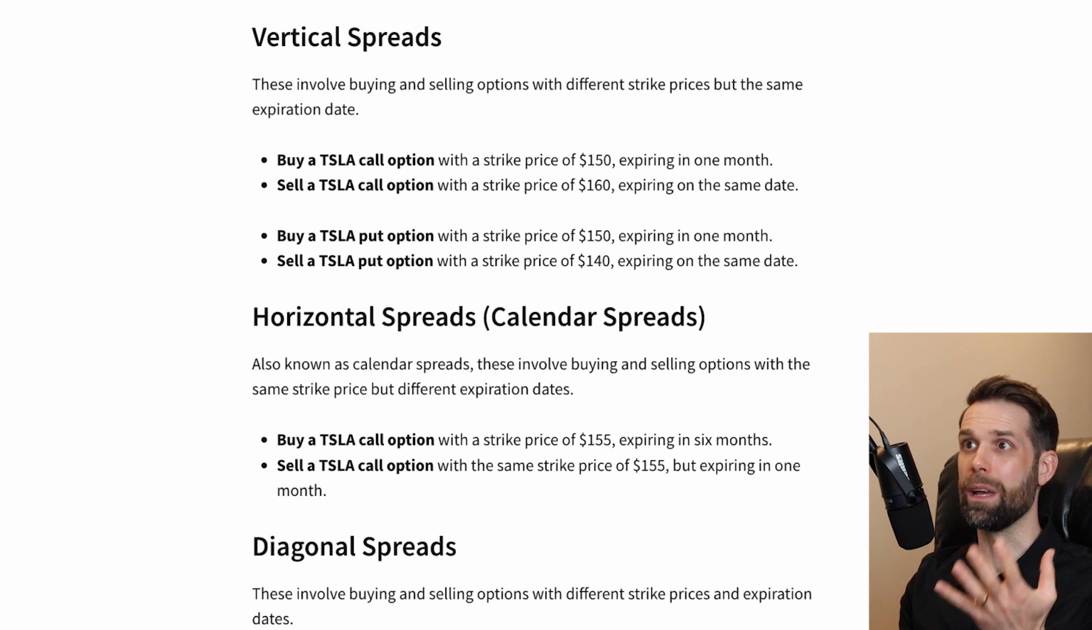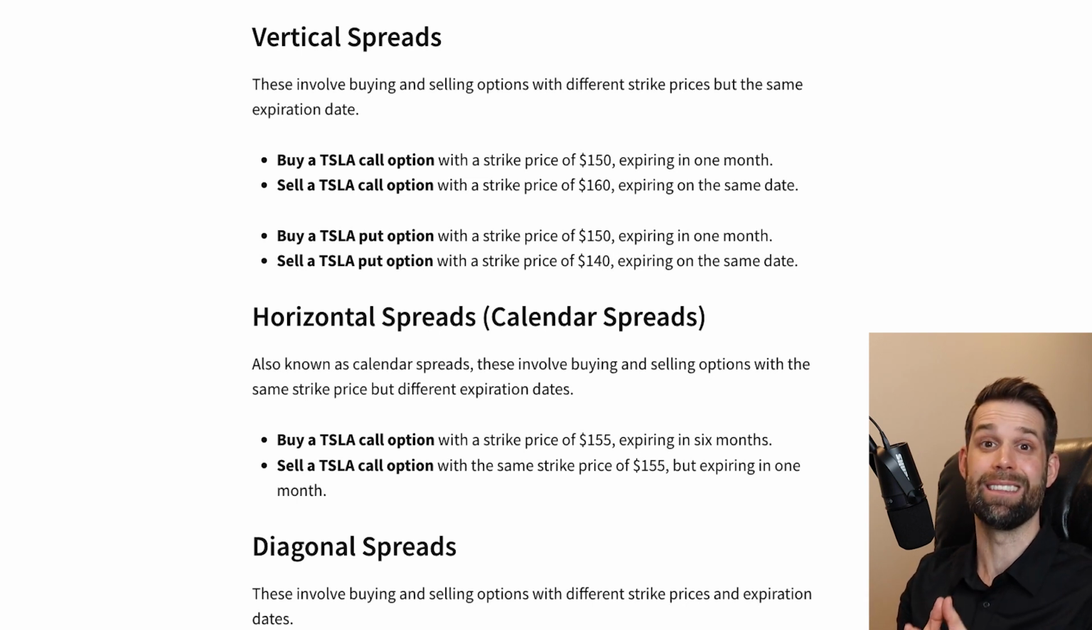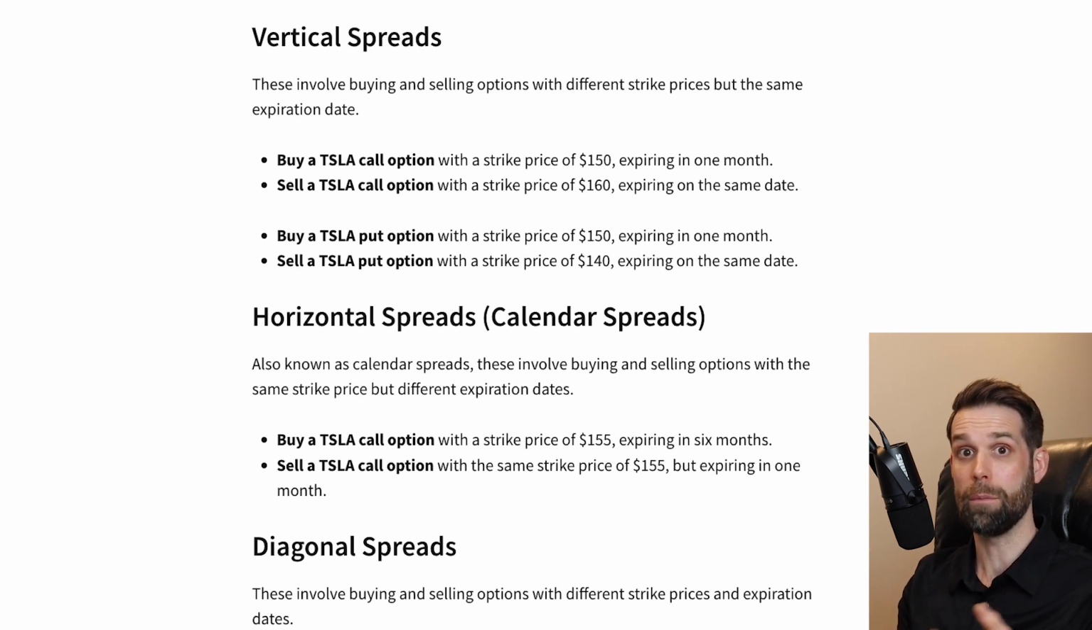So if we run through a simple example here, looking at Tesla as the underlying stock, a vertical spread for a call option would be you buy a Tesla call option that has a strike price of $150 and it expires in 1 month. And then at the same time, you sell a Tesla call option with a strike price of $160 that expires on the same day in 1 month. So that is what a vertical spread is. You're buying a call option with a strike price and you're selling a call option with a different strike price.